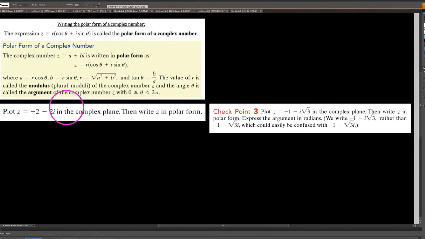Basically, what I'd like to do is give us a couple of numbers here in rectangular form, in standard form, in a plus bi form. I'll even write this out. We have a plus bi form here. Looks like a is -2 and b is -2 here.